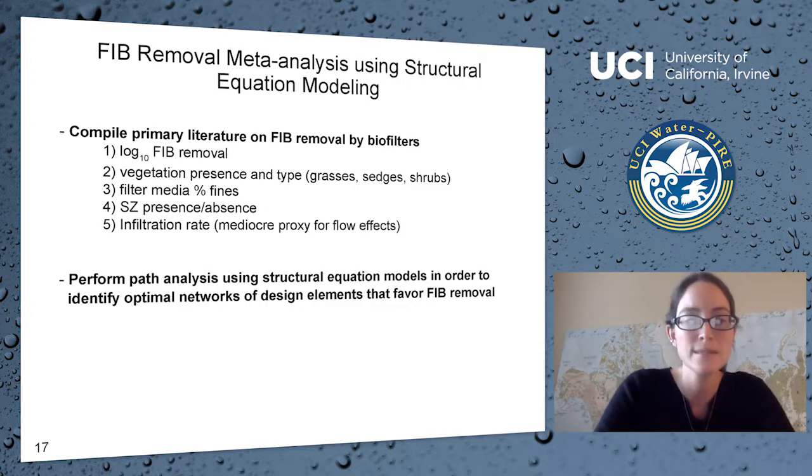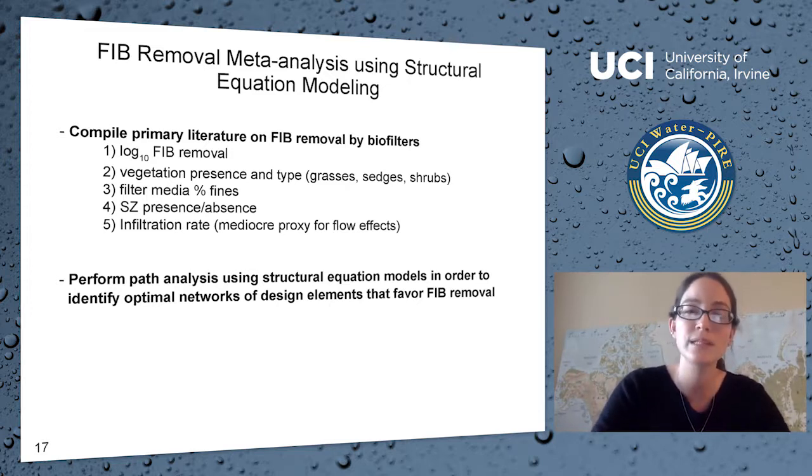So how are we going to do this? Well, I think the first step is to compile primary literature on fecal indicator bacteria removal by biofilters, performing a kind of meta-analysis, and then using that data, perform some kind of path analysis using something like structural equation models in order to identify optimal networks of design elements that favor fecal indicator bacteria removal. And I'll talk a little bit more about structural equation models in a bit.